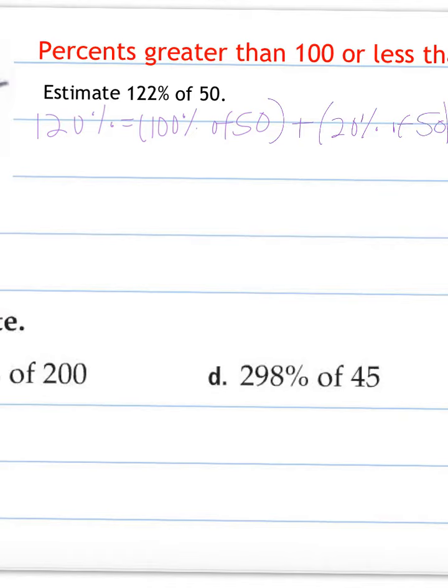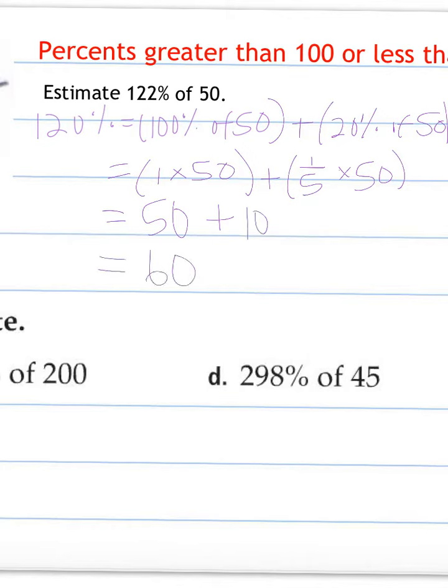Okay? So for the 100%, we would take 1 times 50 because 100% is just 1. And then for the 20%, that is equivalent to 1/5 times 50. So we'd have 50 plus 1/5 times 50, which would be 10. Add those together, and that would give you 60. So 120% of 50 would be 60. It should be greater than 50, because 100% would give us 50.